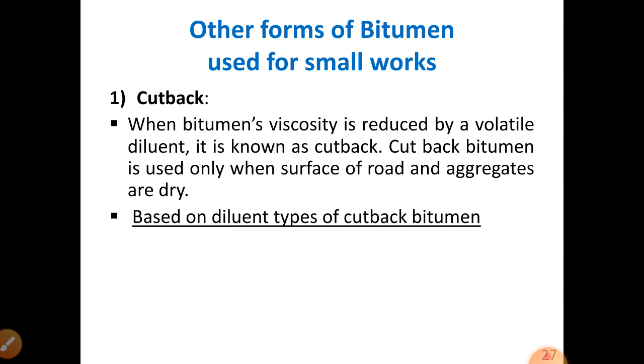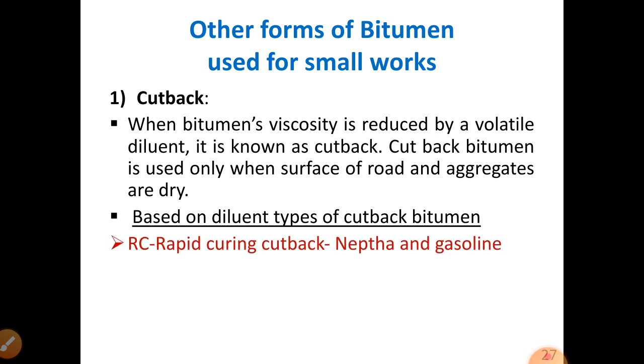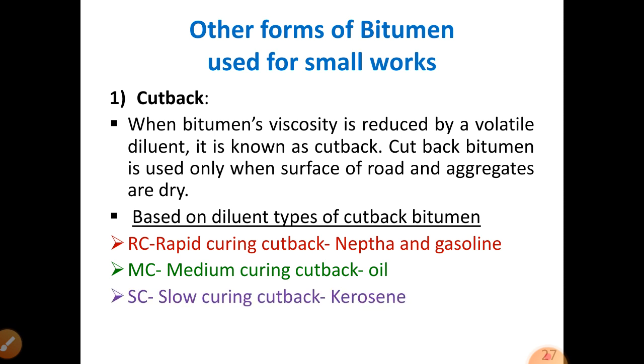Based on diluent, types of cutbacks are: RC, rapid curing cutback, where naphtha and gasoline are used as diluent. MC means medium curing cutback and oil is used as diluent. SC is slow curing cutback and kerosene is the diluent.